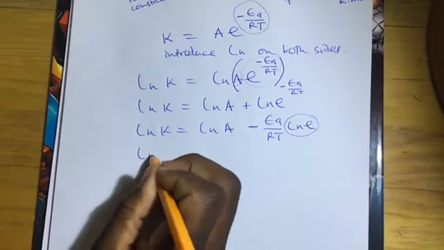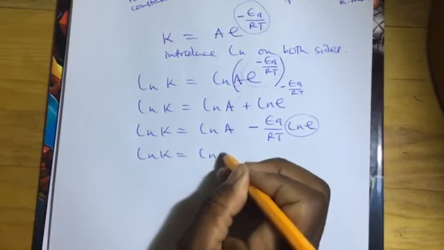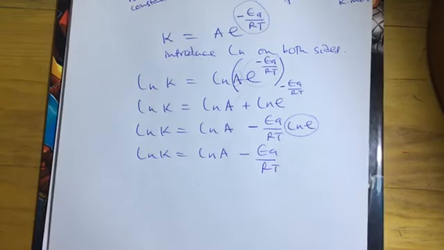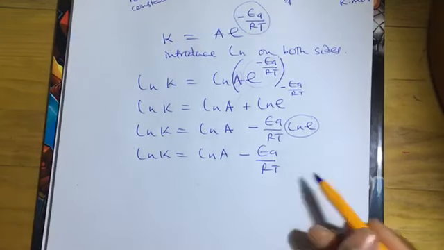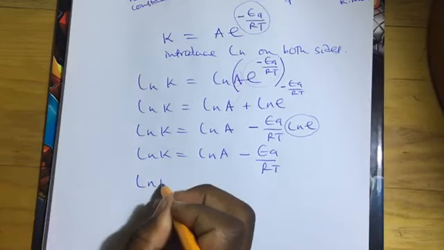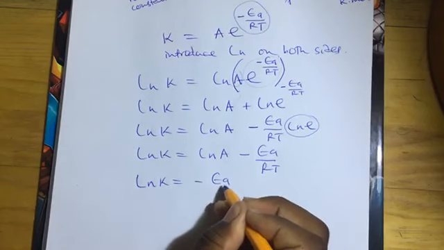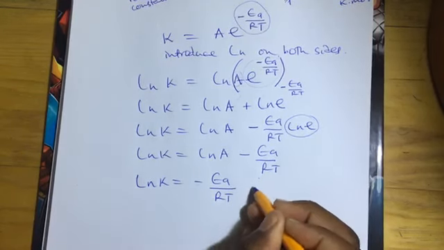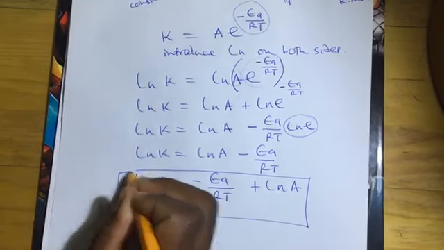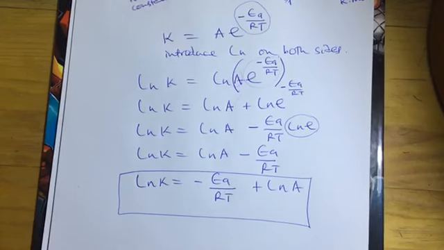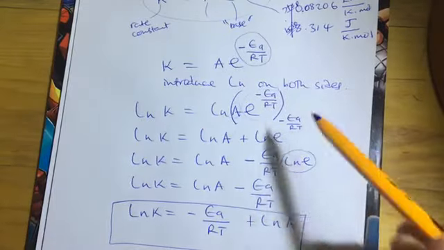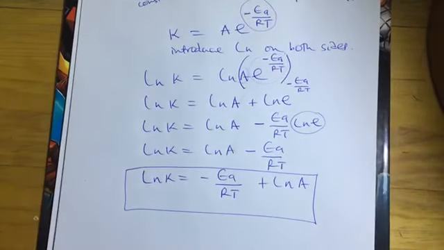So this is going to give us ln k is equal to ln A minus Ea over RT. You can write it like this, but I prefer to write it as ln k is equal to negative Ea over RT plus ln A. So this is the other form of the Arrhenius equation. We've converted it from its exponential form to its logarithmic form.